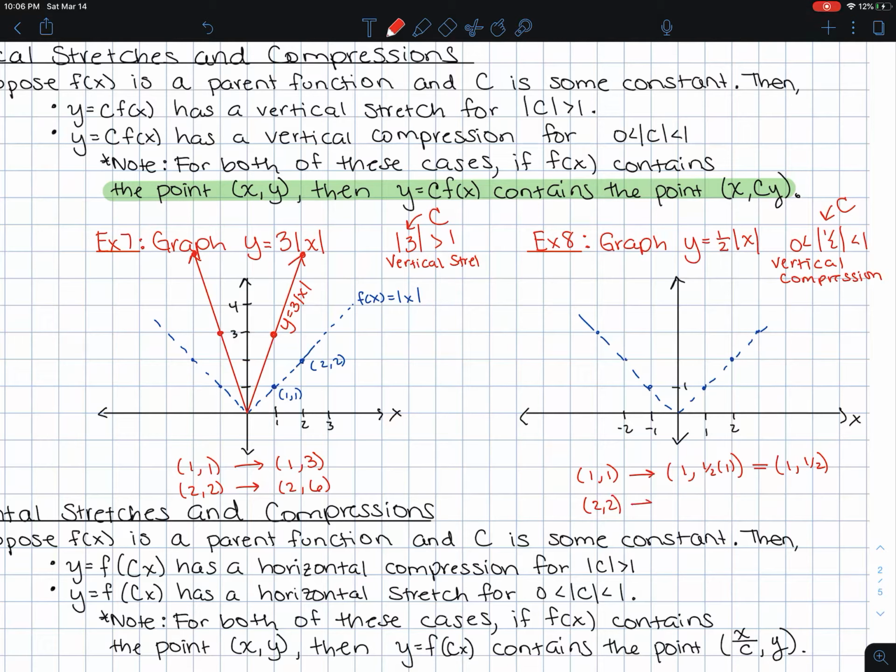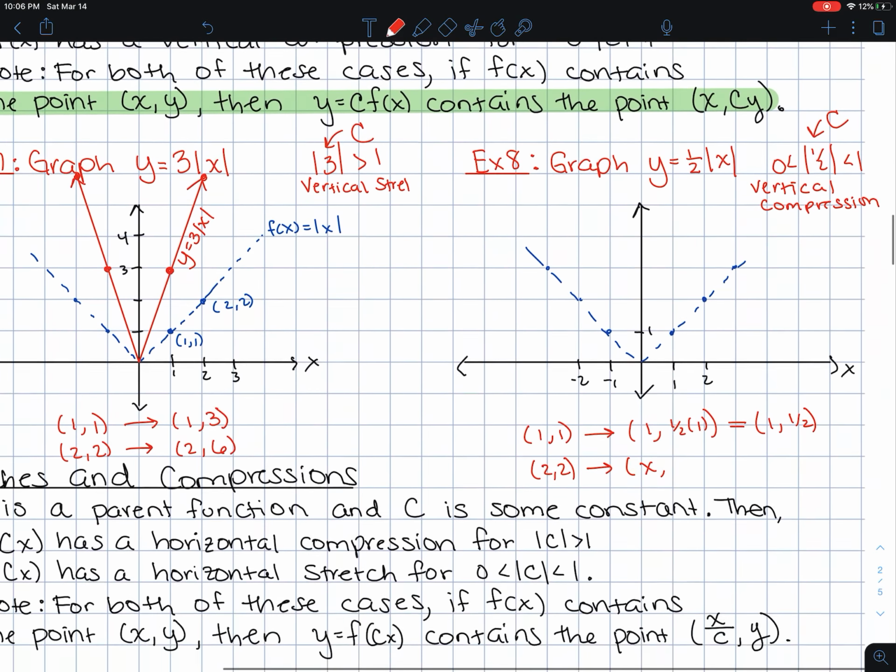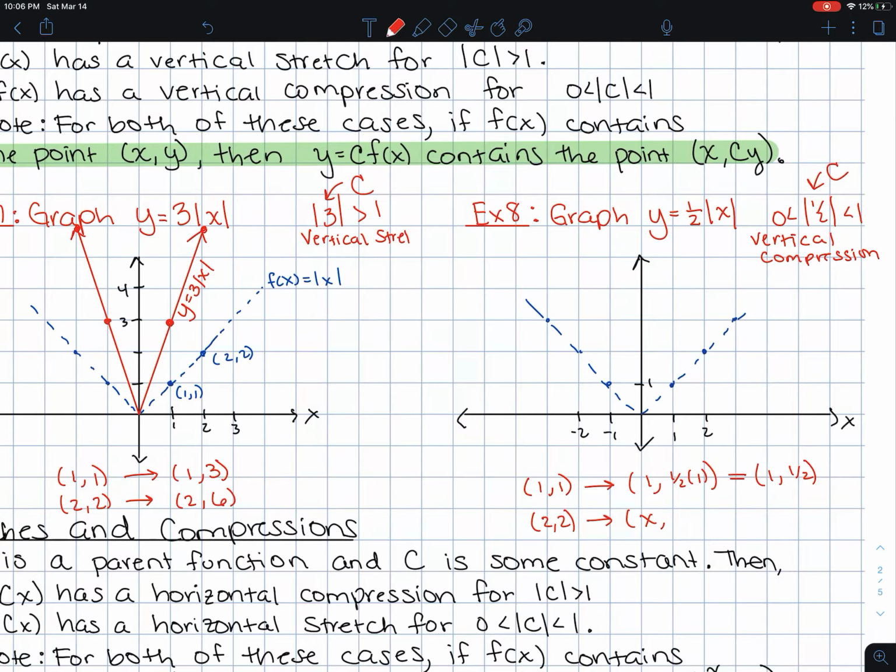And then the other point was 2, 2. And again, x stays the same. I'm actually going to zoom in on this problem. Our x stays the same, which is 2, but our y value, we're multiplying it by our constant. Therefore, we get the point 2, 1, because a half times 2 is 1. And let's go ahead and plot those points. So we have the point 1, a half, and we have the point 2, 1.